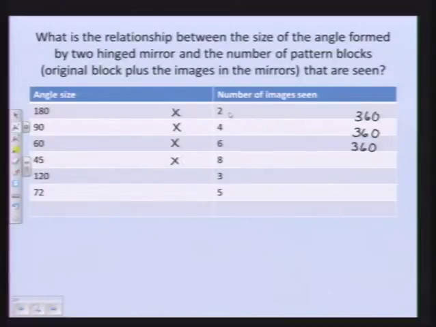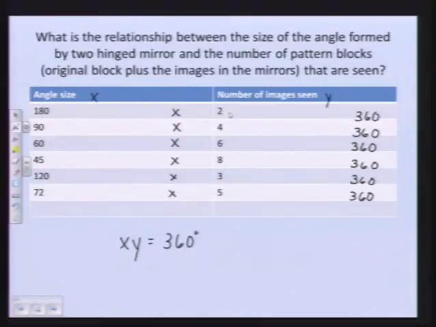45 times 8 is 360. 120 times 3 is 360. And 72 times 5 is 360. So what we have is that our angle size, which we'll call x, and our number of images, which we're calling y, x times y is always equal to 360 degrees.